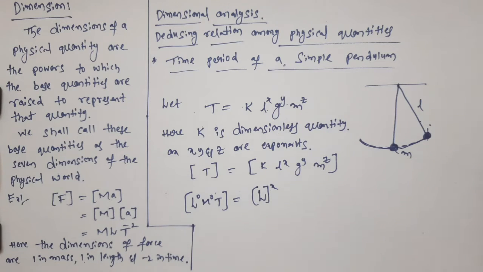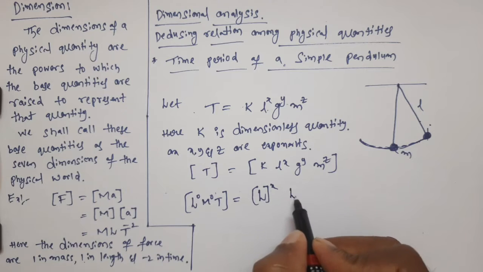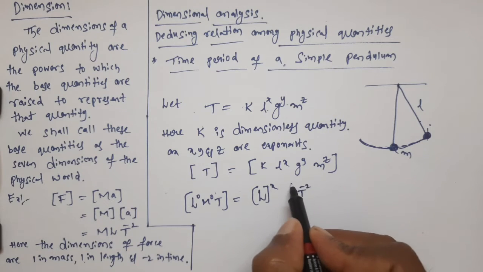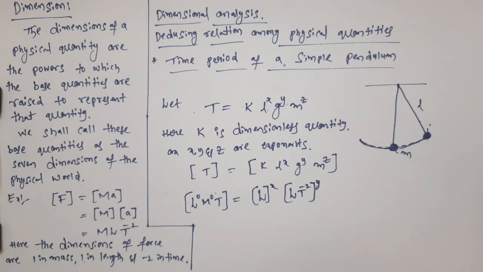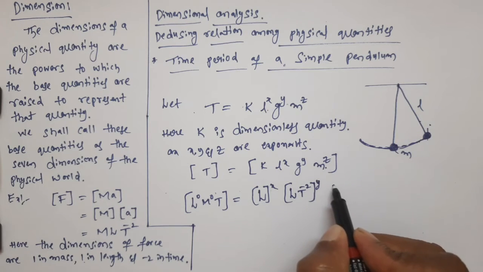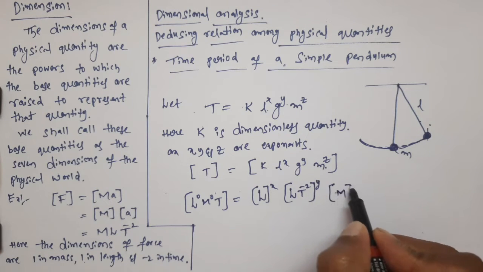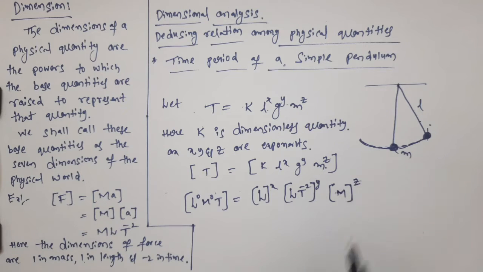Acceleration due to gravity, or any acceleration, always has the same dimensions. What is that? L T power minus 2. Whole power, how much is there? Y. And for mass, what is the dimension? M. So M power z.